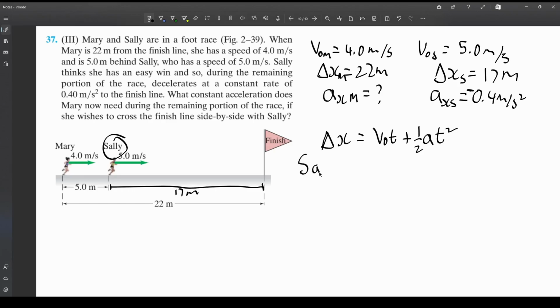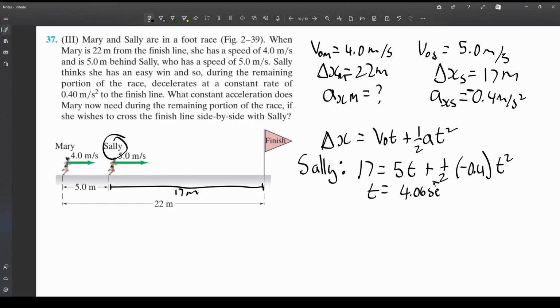So let's first solve for Sally, because the amount of time that it takes for Sally to reach the finish line will be the same as Mary's. And because we're given extra information for Sally, we should start with plugging in the values that we know for Sally. So here you would do 17 is equal to 5t plus 1/2 times minus 0.4 times t squared. And then if you solve it out, you get that t is equal to 4.06 seconds. Now let's plug it back in for Mary.